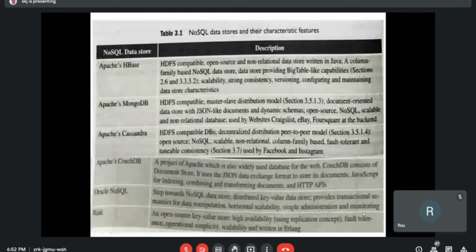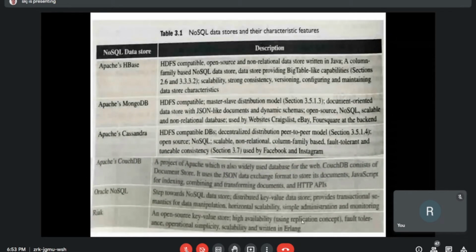Riak, an open source key-value store, with high availability using the replication concept, fault tolerance, operational simplicity, scalability, and written in Erlang. It may be the name of some language. Okay.